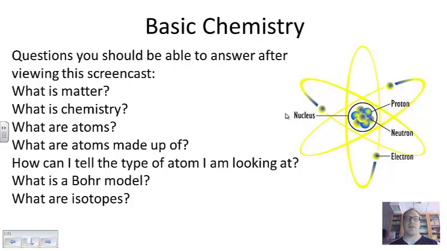Questions you should be able to answer after viewing the screencast: you should know what matter is, you should know what chemistry is, you should know what atoms are, you should know what atoms are made up of, and you should be able to tell the type of atom that you're looking at if you can see the protons and neutrons in a diagram. You should know what a Bohr model is, and you should know what isotopes are.